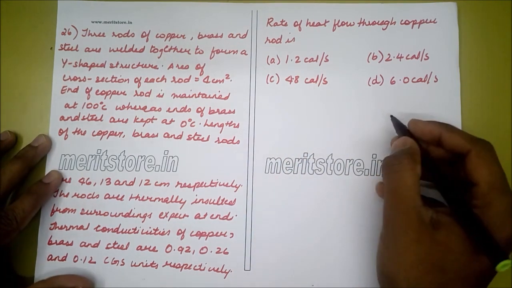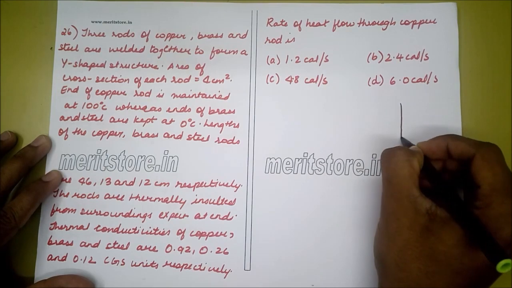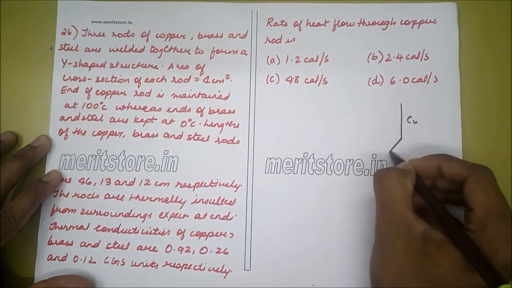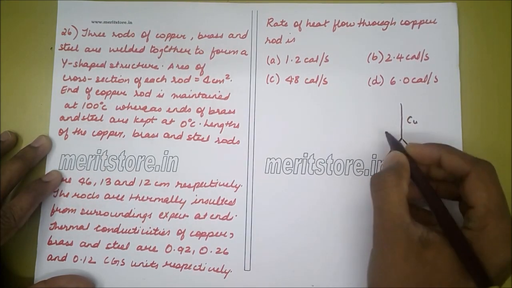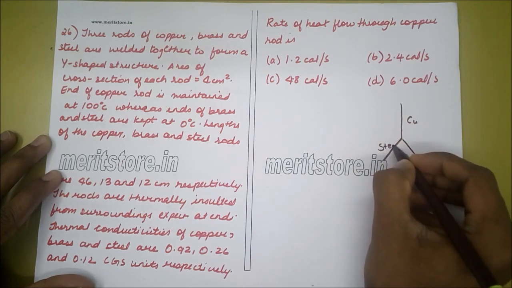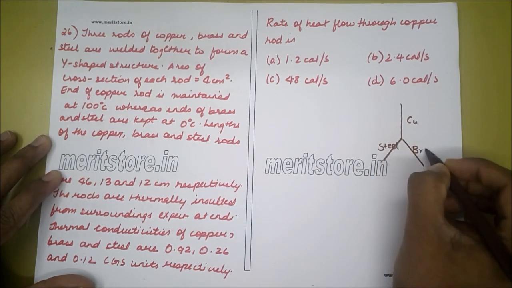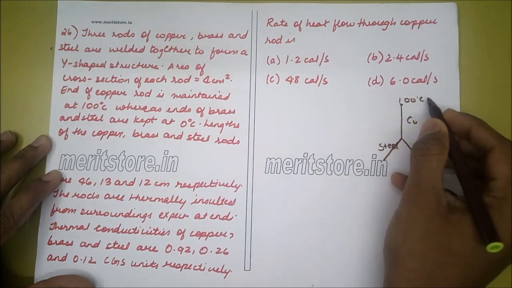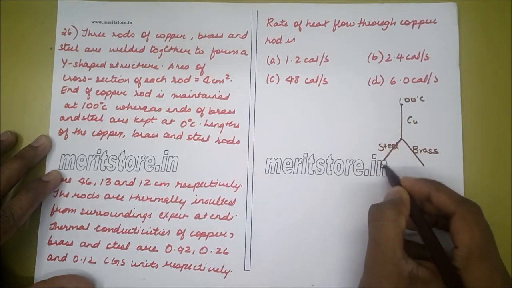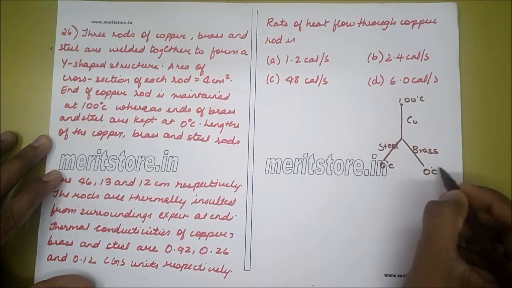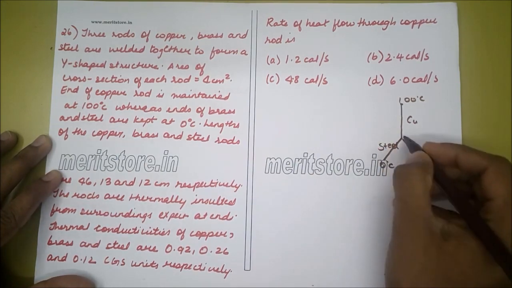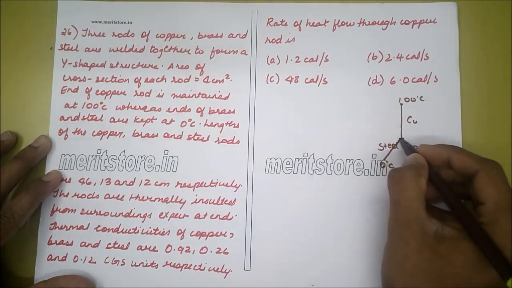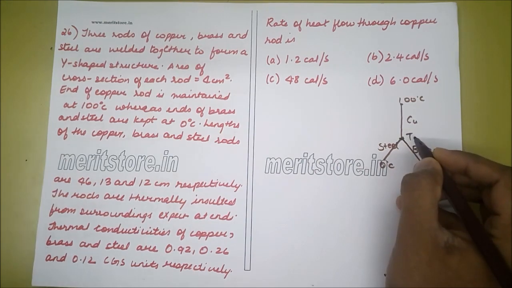Let's visualize this scenario. There's this copper rod and then this steel and brass rod. So this end is maintained at 100 degrees Celsius, whereas these both ends are maintained at 0 degrees Celsius each. Let the temperature at this junction be T.